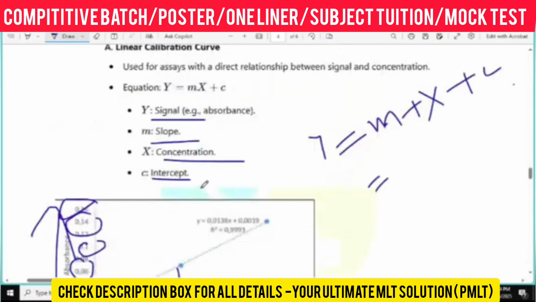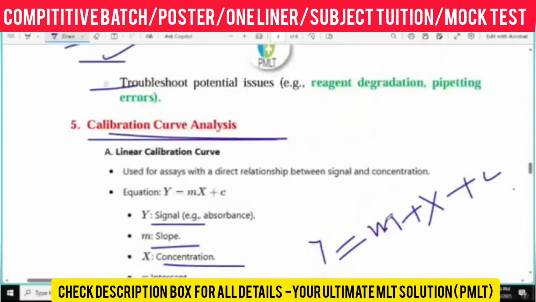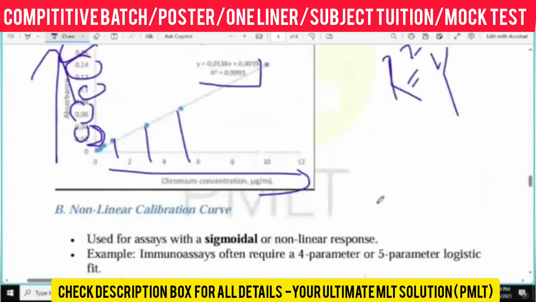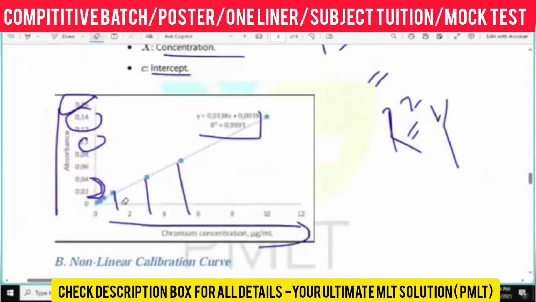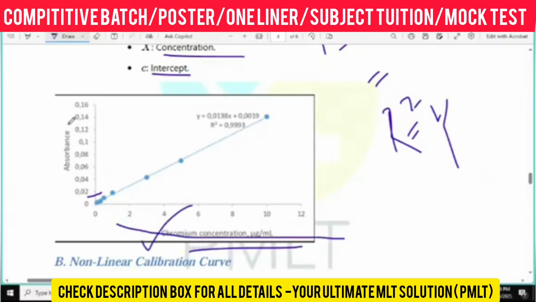That is also R square. So R square is equal to, we can say y, and y is equal to mx plus c. Understood? See here, that is the known concentration, and that is the absorbance whatever we are getting from the instrument.